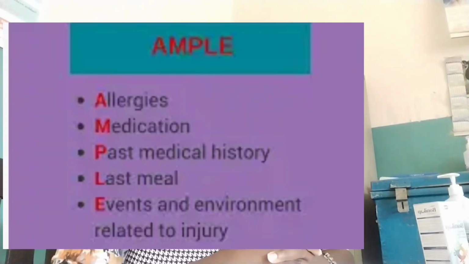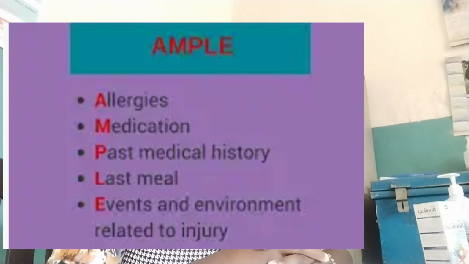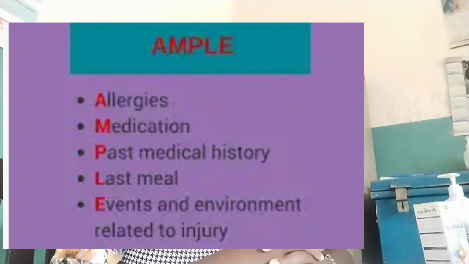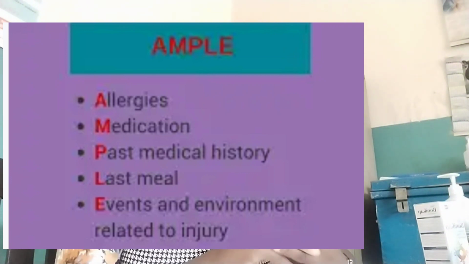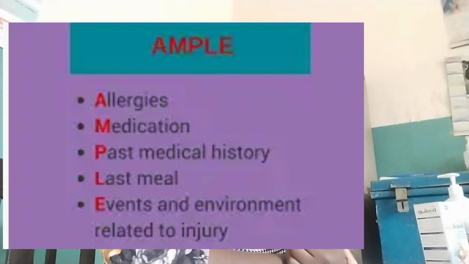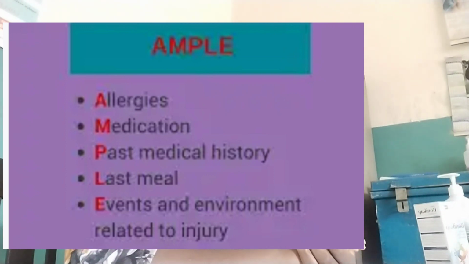According to this, there is initial assessment. In initial assessment, we employ AMPLE. AMPLE is a short history taking that involves allergies. It involves medication that the patient has taken. It involves past medical history. If it's for a lady, whether there is pregnancy, the last meal that was taken, and then events leading to the event that led them to the hospital.